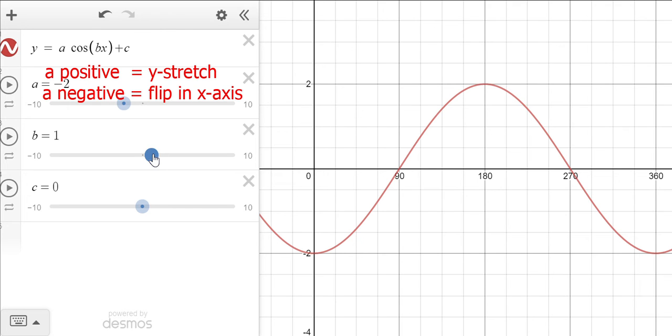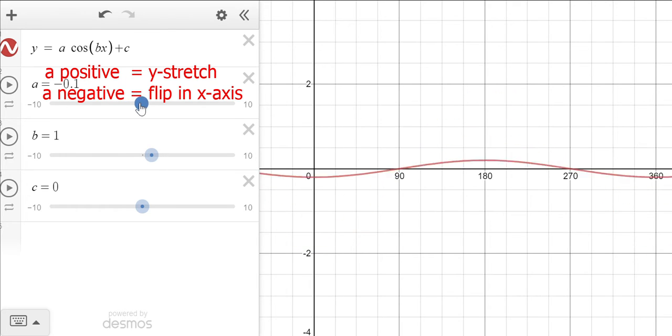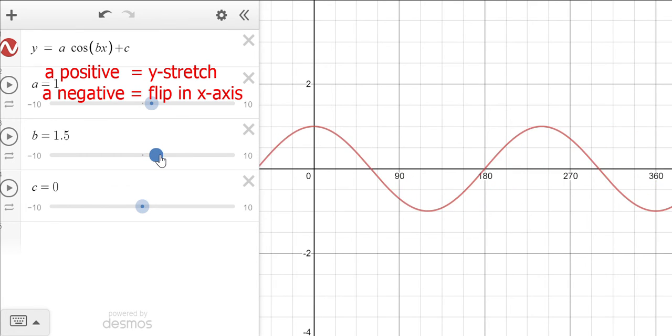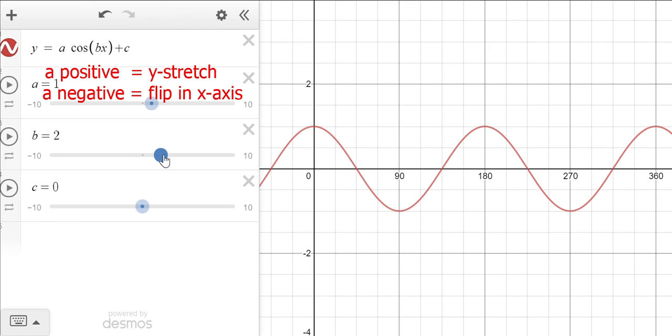Now, let's play around with b. So I'm going to reset a back to 1, and let's play with b. This is changing the number in front of the x. As we increase that number in front of the x, we can see that our wiggles are happening more and more frequently. That might seem a little bit counterintuitive, but we're going to come up with a quick and easy way to remember that in a minute. But just for the moment, let's record that. If b is greater than 1, we're squashing in the x direction.